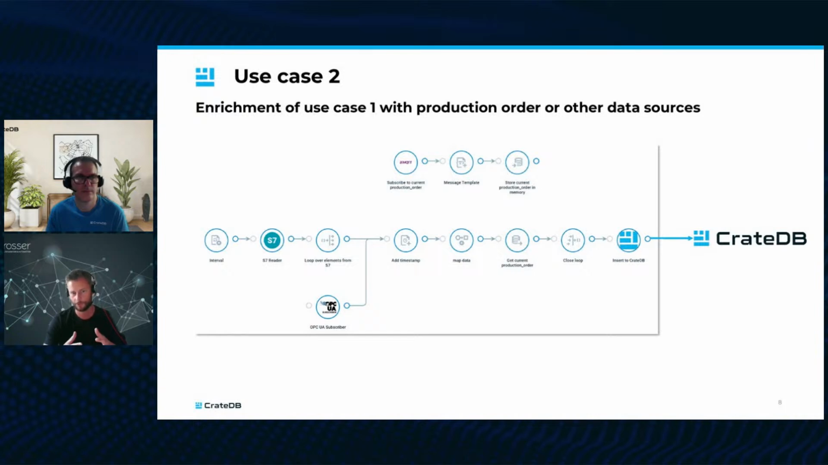We set up an MQTT subscription to the MES system, get the information into a memory store, a key value store, and then we combine the throughput from the sensors with the production order of the currently produced product and send the combined data into CrateDB. So it's not just pumping data from A to B, it's also combining and enriching data. And then on the CrateDB side, again, you have possibilities to run further analytics.